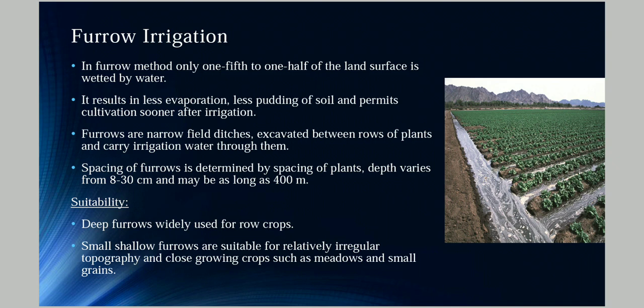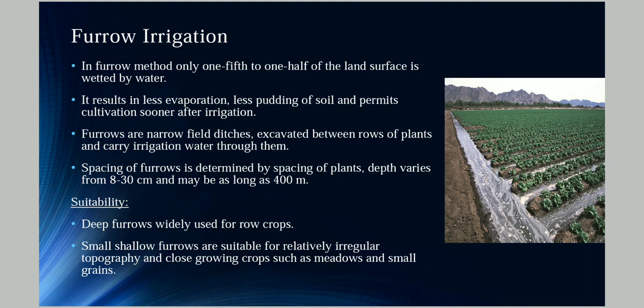But here what we do is split the land in such a way that there are alternate ridges and furrows. The water is supplied only in the furrow area, while the plants are cultivated in the ridge area. By doing this, only 1/5 to 1/2 of the land surface is wetted by the water. Consequently, it results in less evaporation and less puddling of soil.